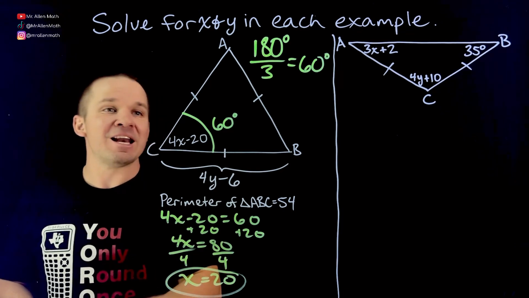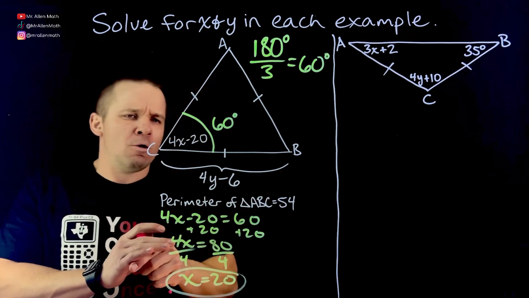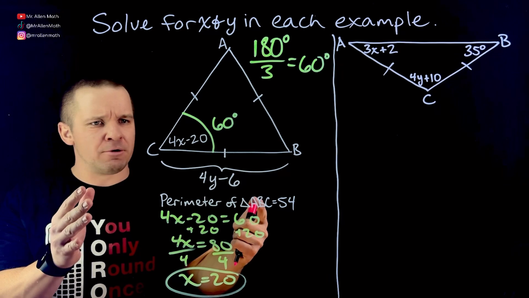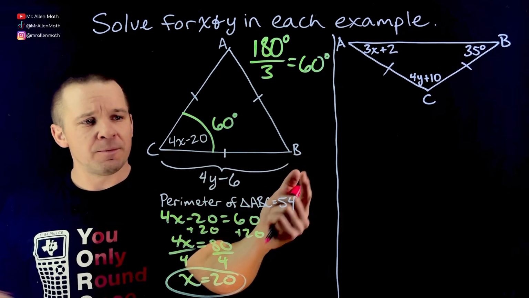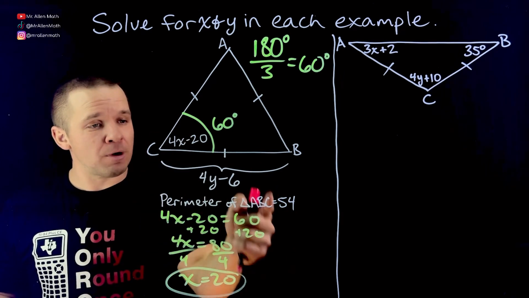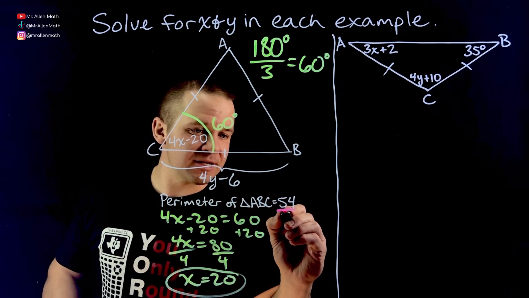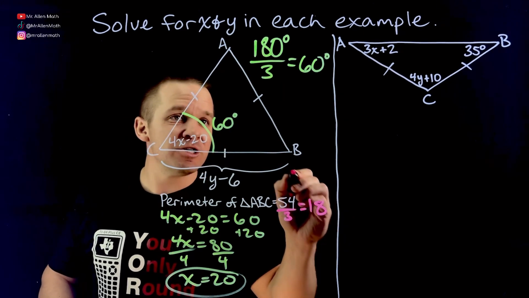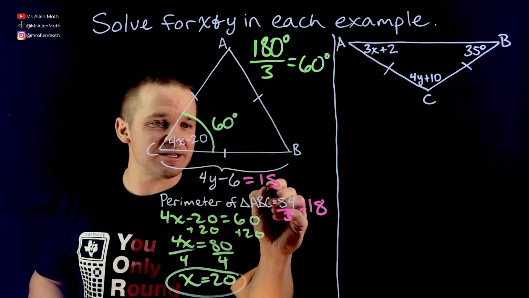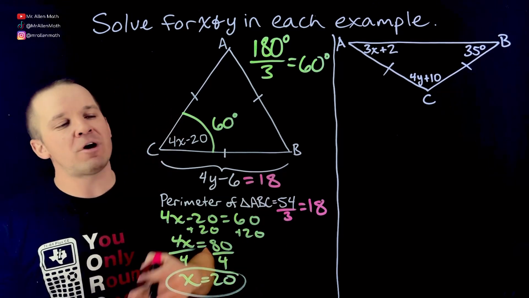Solve for x. Now we got to solve for y. Well, we said all the sides are congruent, right? I got 4y minus 6 equals one of these sides. The perimeter is 54. Couldn't I divide this by 3 for each one of those sides, giving me 18? So each one of these side lengths is going to be 18, and boom diggity, I got myself another equation I've set up.